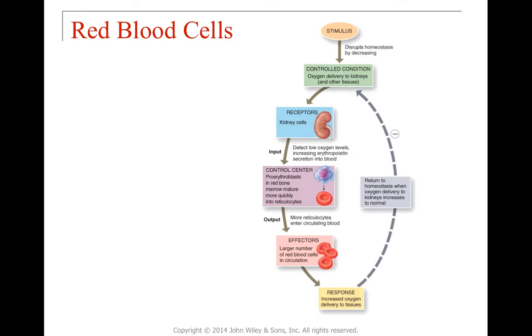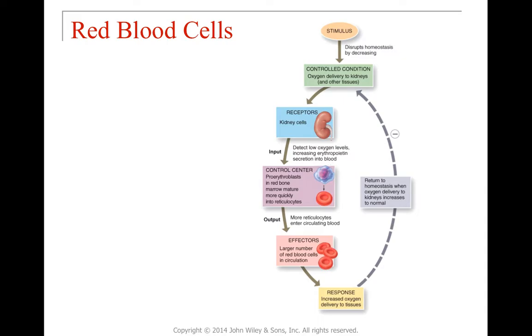Okay, so anytime that we're looking at one of these pathways, we are looking at a disruption of homeostasis, which disrupts whatever that controlled condition is, and then the body's attempt to restore homeostasis. So in this case, we're disrupting homeostasis by decreasing oxygen delivery to the kidney and other tissues, which leads to receptors in the kidney cells detecting low oxygen levels and increasing the amount of that protein called erythropoietin that we just talked about being secreted into the bloodstream.